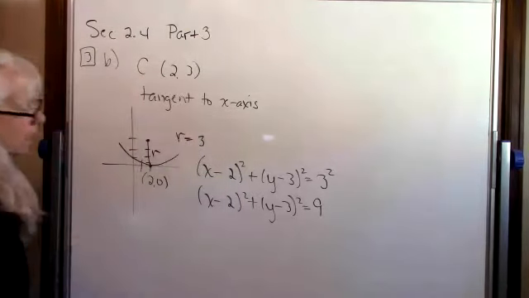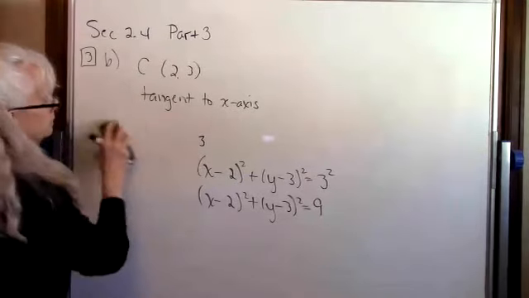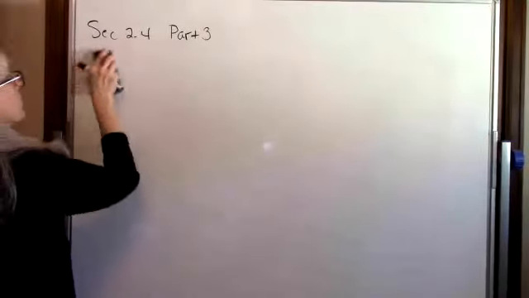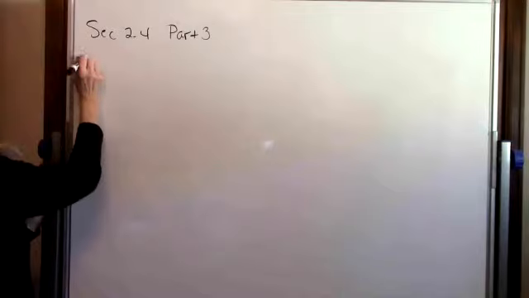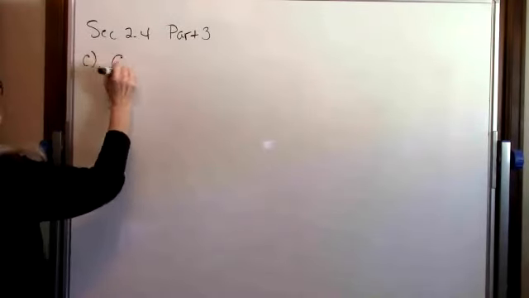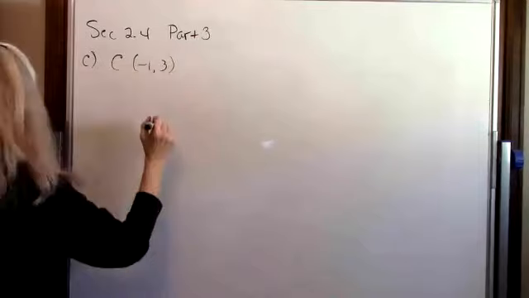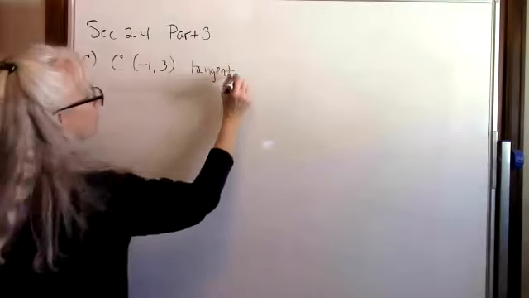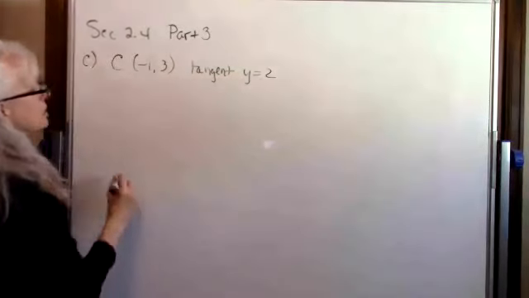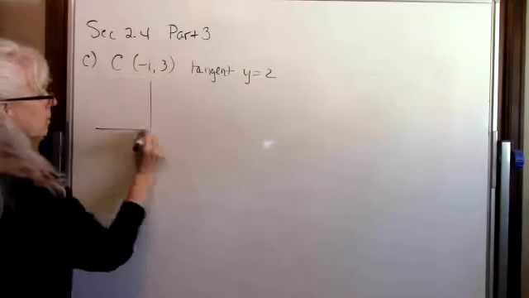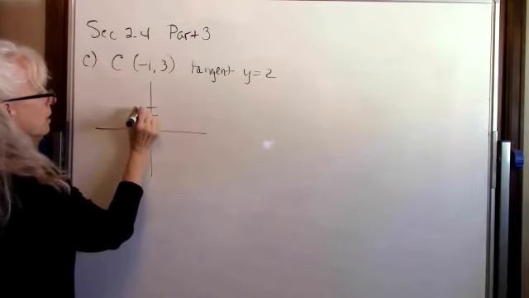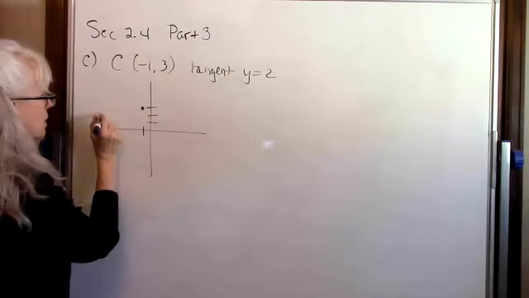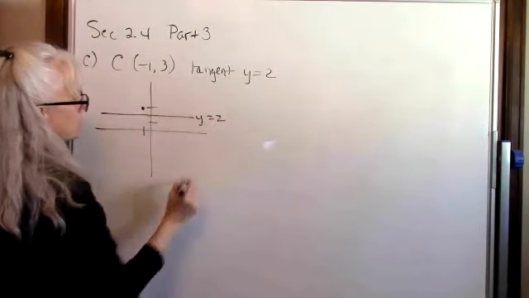Okay, one more example, a little more complicated, before we get to the applications of circles. This is 3 part C. This time, we know that the center is at the point -1, 3, and it's tangent to the line y equal to 2. Well, again, to get a handle on it, we're going to graph what's going on. -1, 3. And it's tangent to the line y equal to 2. Well, y equal to 2 is a horizontal line. So here's the line y equal to 2.